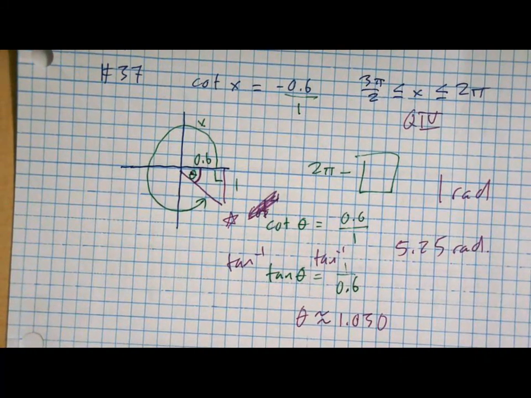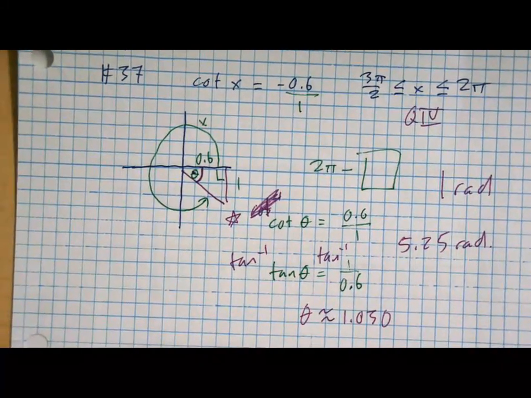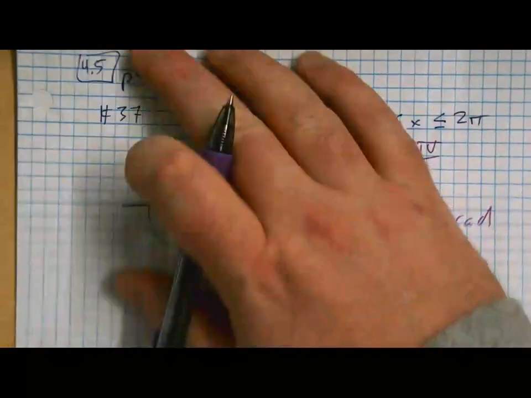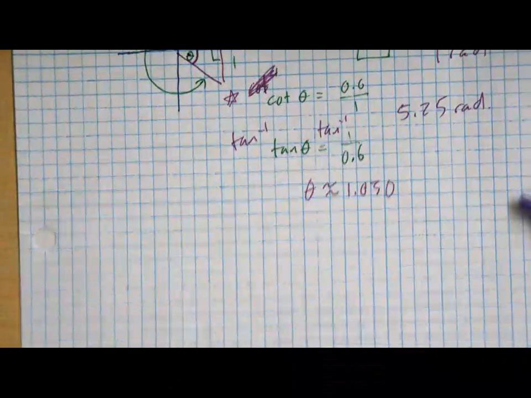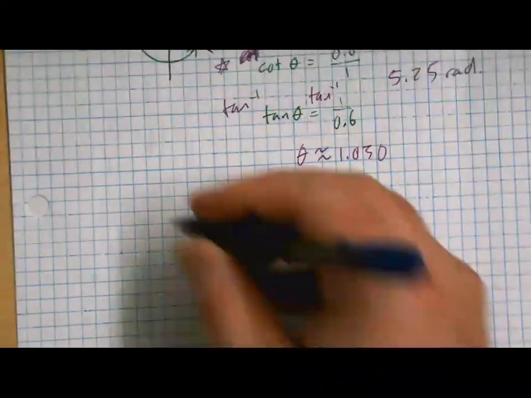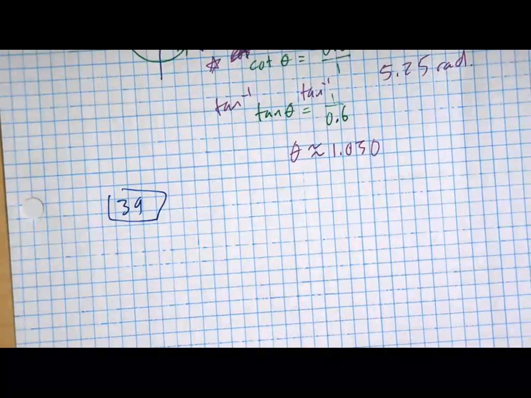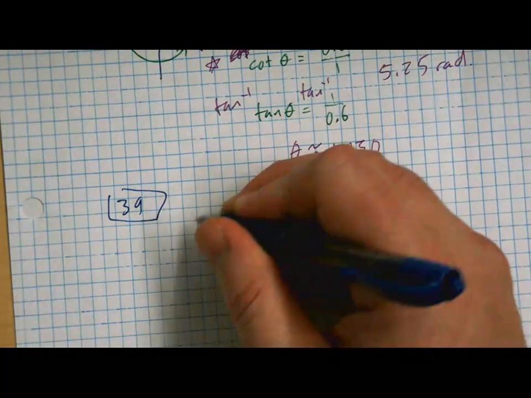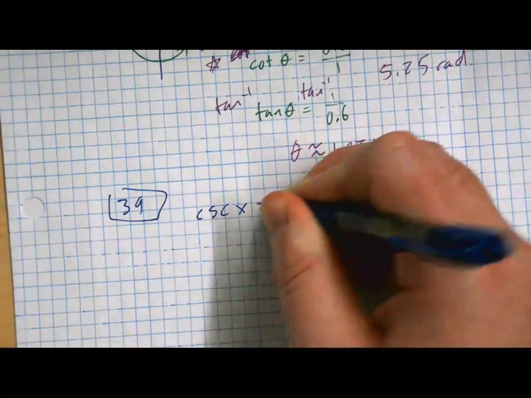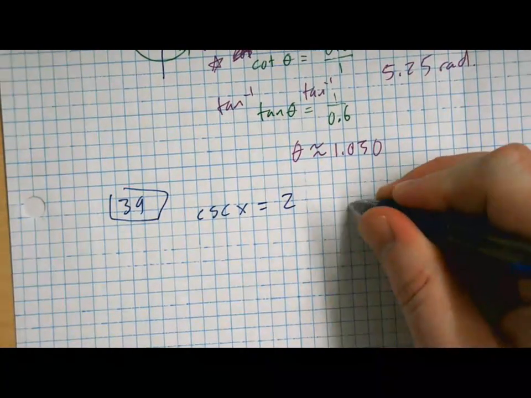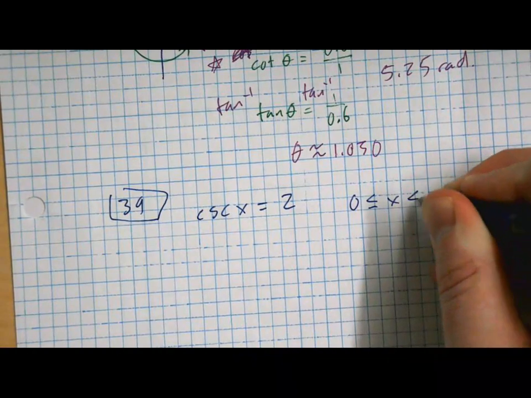All right, what else can we talk about, folks? 39 is going to be the same idea, but we'll get it started. I'm going to let you finish it, though. I'm not going to go through the whole thing. Let's see. It could be on an axis. Cosecant x equals 2, and 0 is less than or equal to x is less than or equal to 2 pi.